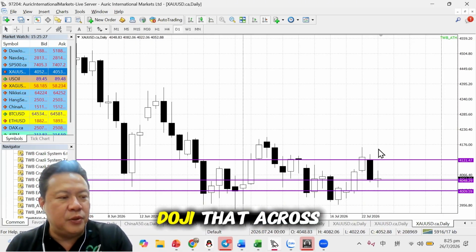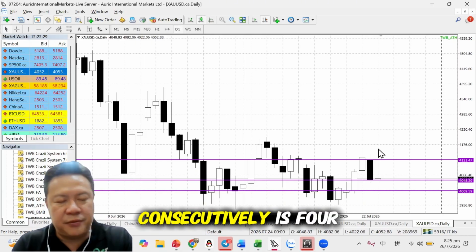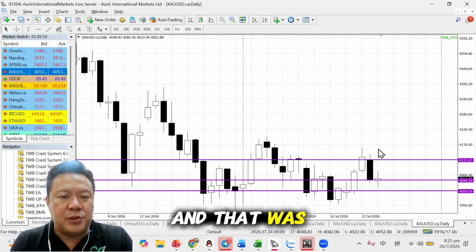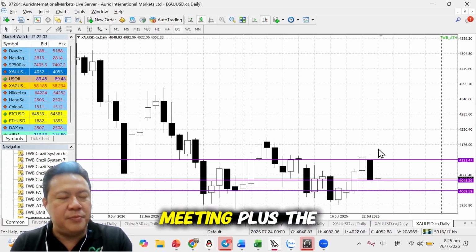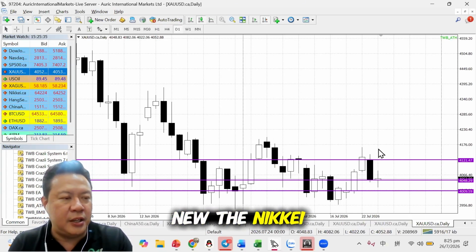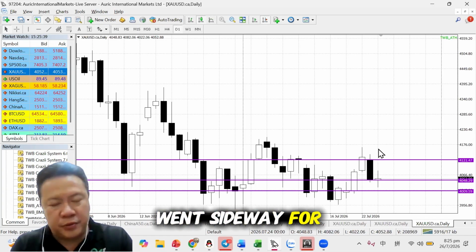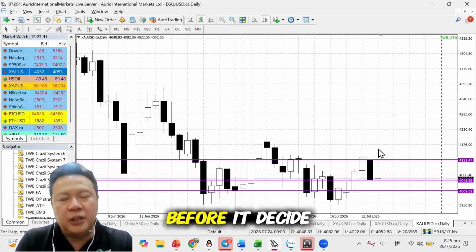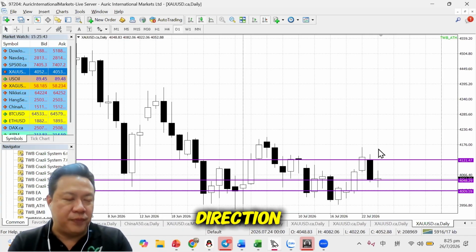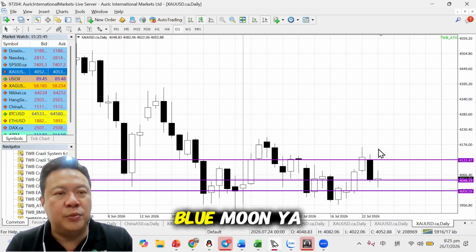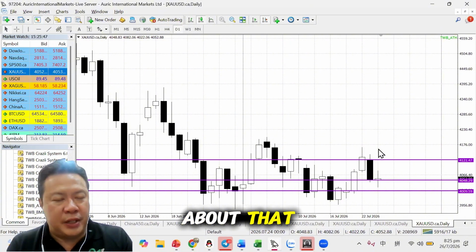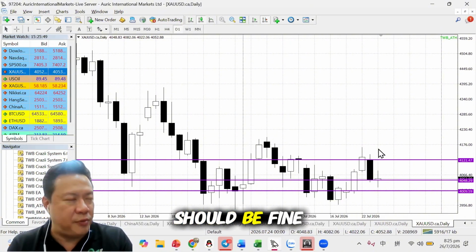Now, the maximum doji that occurred consecutively is 4. That was because of the FOMC meeting plus the Nikkei BOJ meeting. So the whole thing just went sideways for 3 to 4 days before it decided to take a direction. This is really once in a blue moon, so you don't need to worry about that. Just follow the OP rule tomorrow and it should be fine.